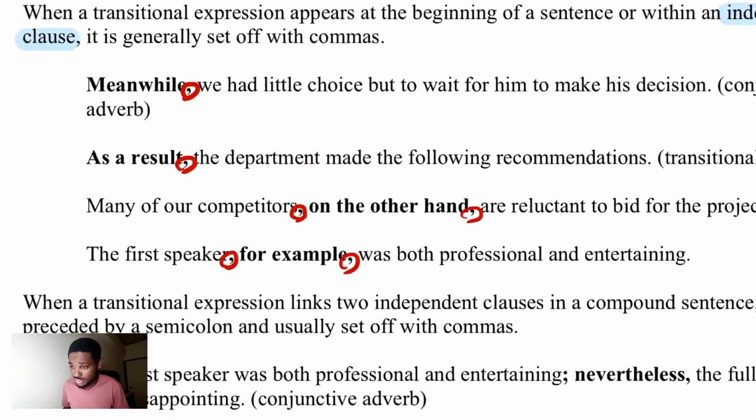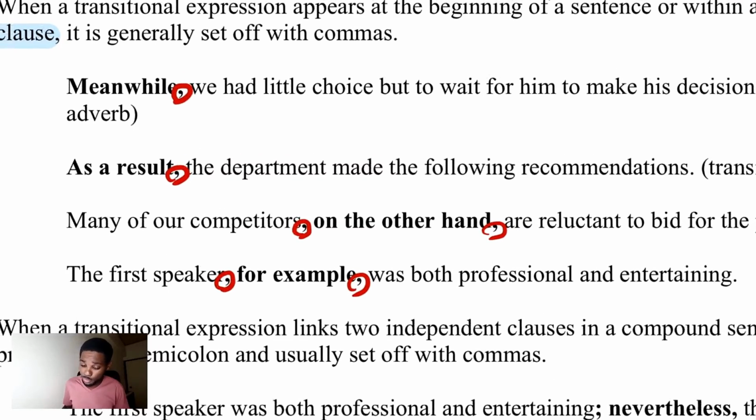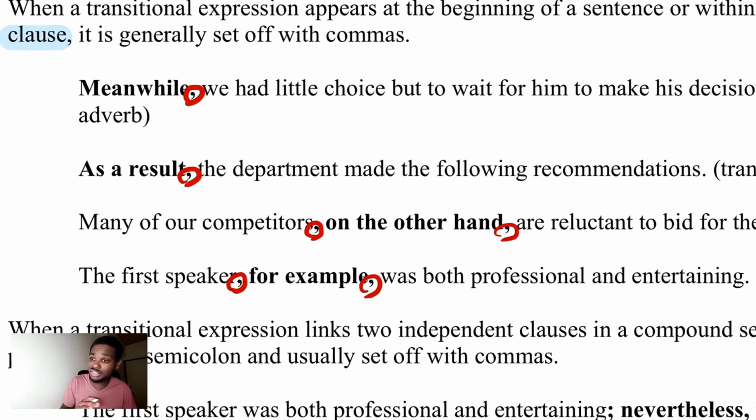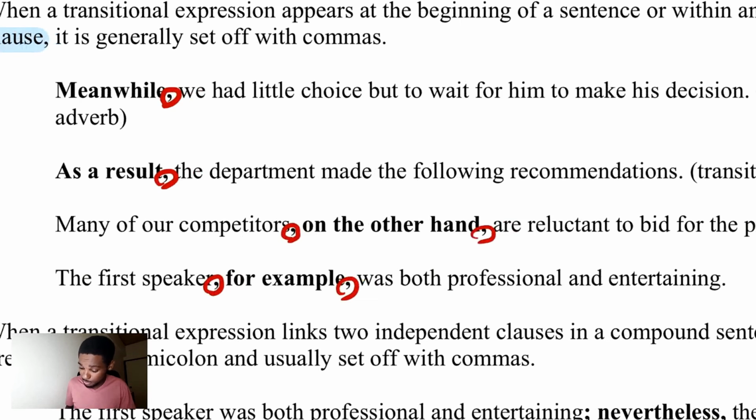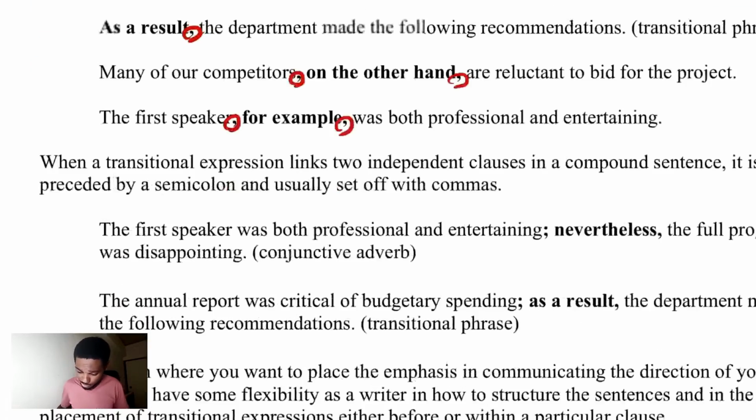Do you understand how these commas are used when you put it at the beginning of a sentence or in the middle of an independent clause? You see the difference? At the beginning, you have the transitional word or phrase, you have the comma, and then you move on. But if you're putting it in the middle of an independent clause, you put a comma on either side of it. You surround it with commas. Right, so remember that point.